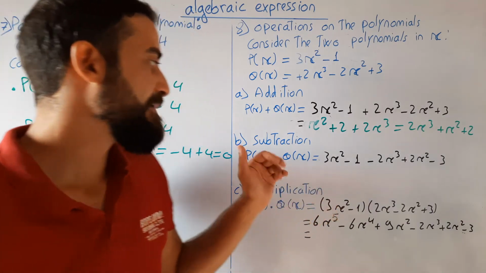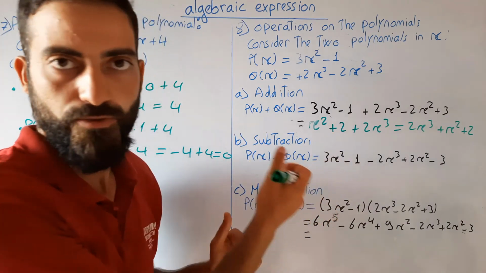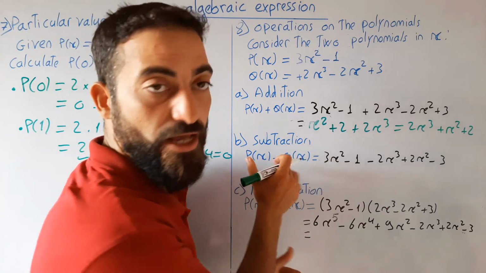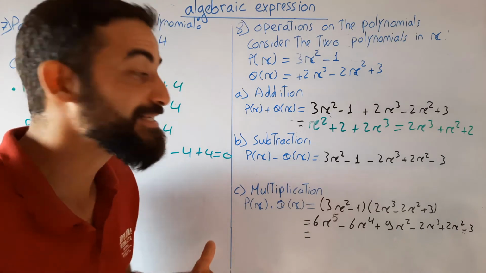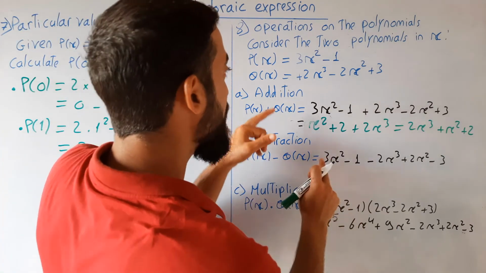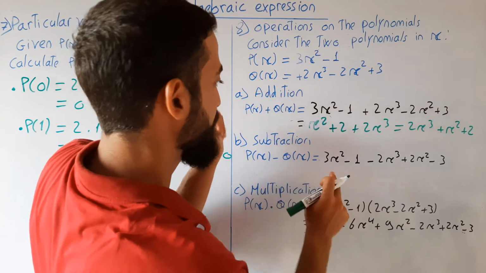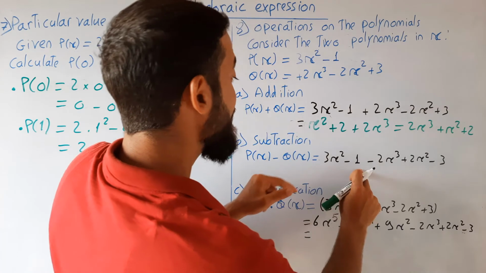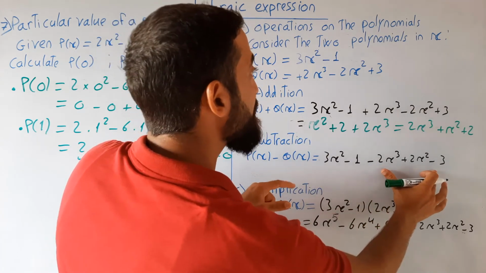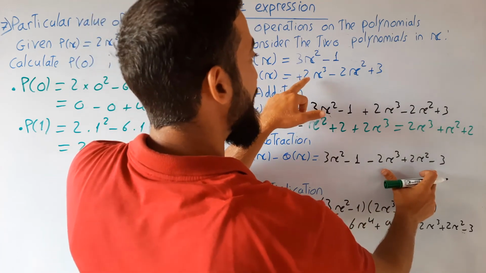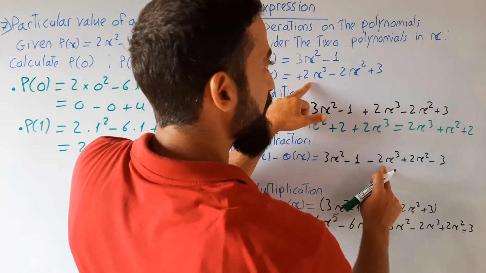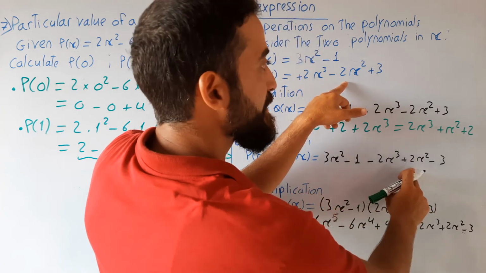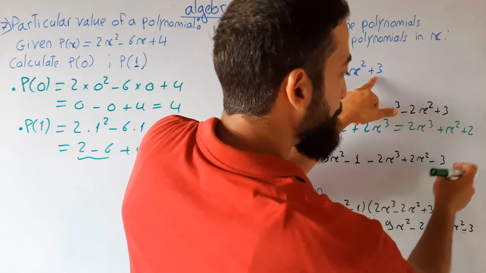Subtraction: to subtract P(x) minus Q(x), we write them one after the other, changing the signs of all the terms of Q(x). P(x) is 3x^2 minus 1, and changing the signs of all the terms of Q(x): minus 2x^3, plus 2x^2, minus 3.